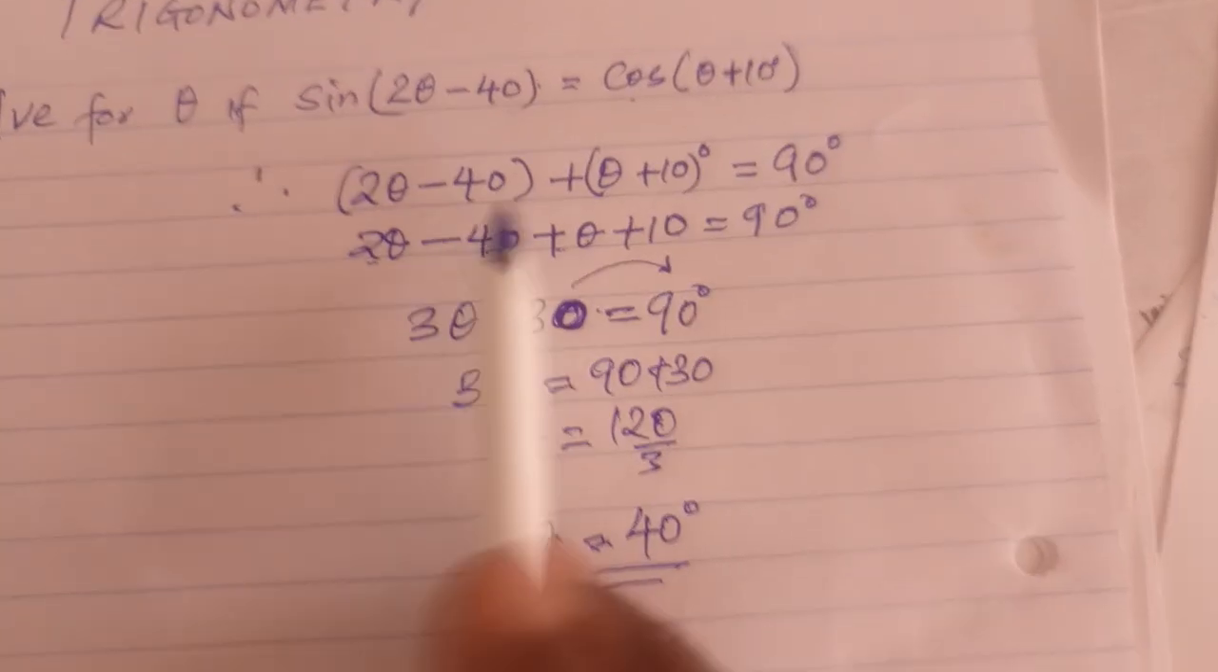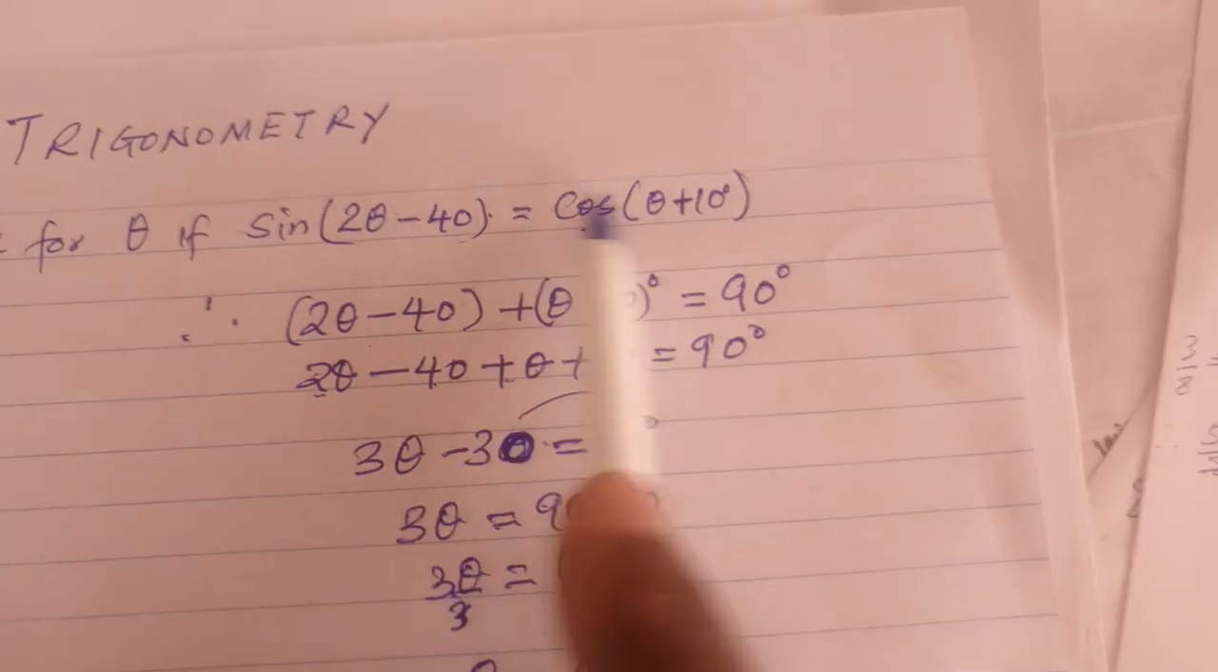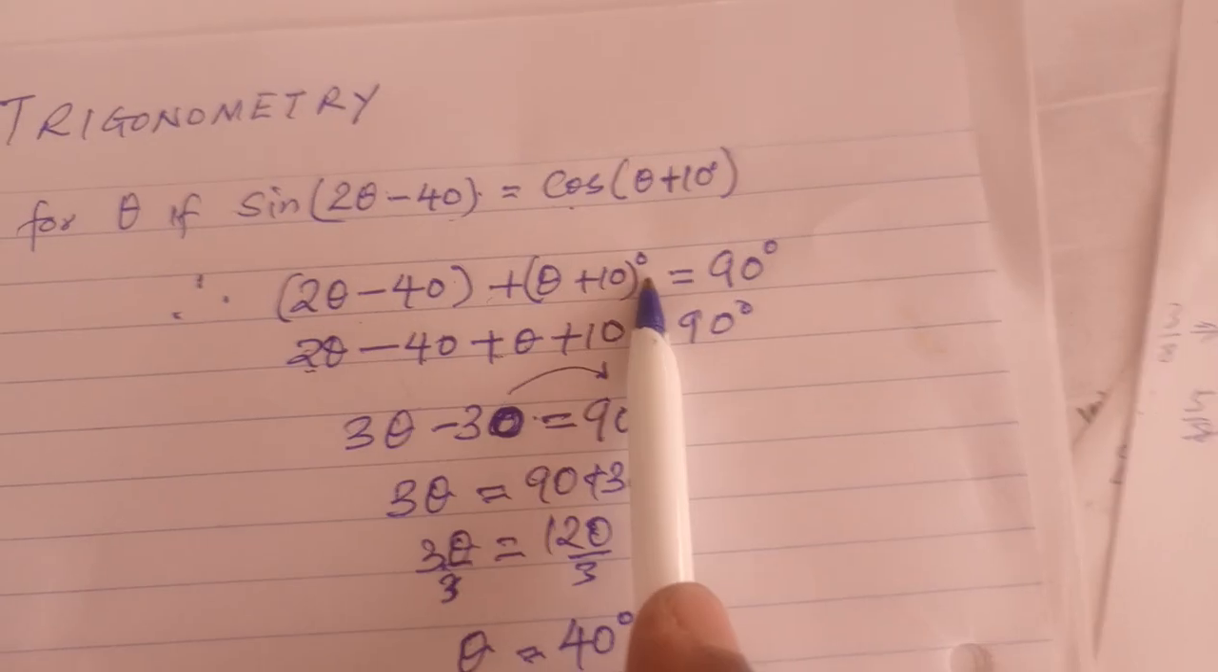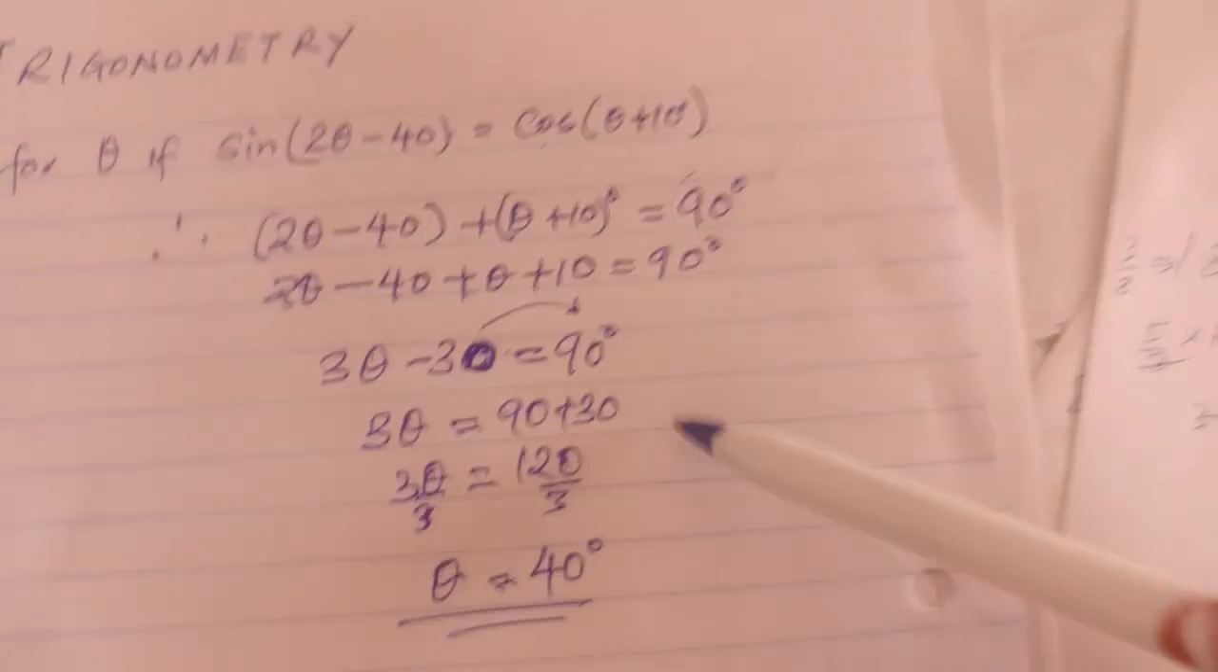So remember, the key concept was the fact that when sine and cosine of two different angles are equal, then those angles add up to 90 degrees. So this is the key part of the solution to this problem.